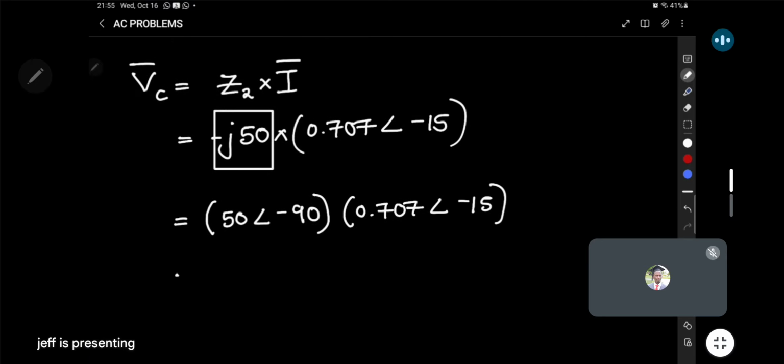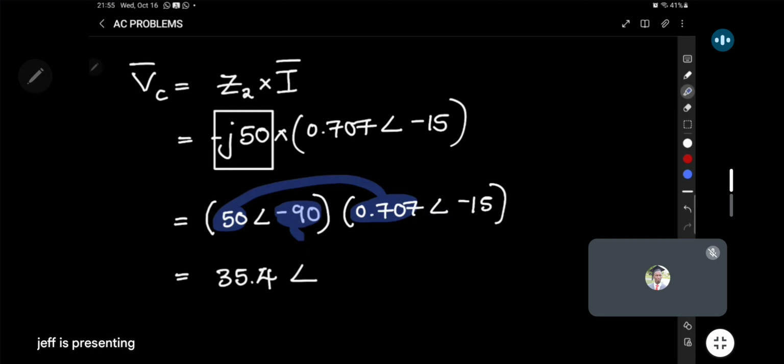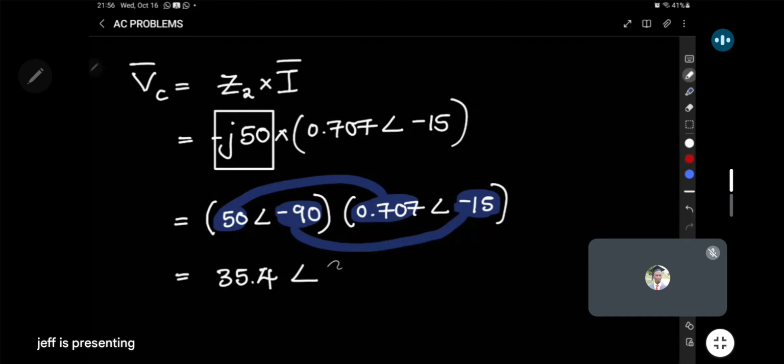Remember what we did, the peak values will multiply. When we multiply 50 and 0.707, we get 35.4. The angles will add, but this is minus 90 plus minus 15. So in the end, you just end up having minus 90 minus 15. They'll add up in the negative sense to minus 105. And since this is a voltage, this will be in volts.